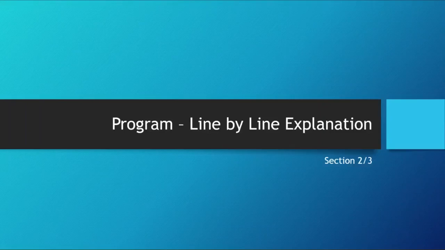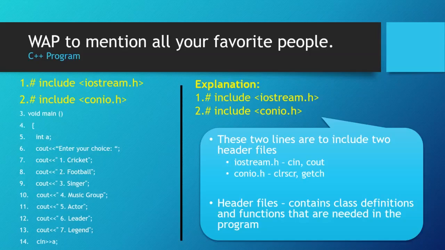So why wait? Let's begin. In the line by line explanation, I have divided the screen in two parts. Left hand side the program and right hand side the explanation of it. In this slide, I will explain the first two lines. #include iostream.h and conio.h. These two are header files which are included in the program using the #include directive. With this, we will be able to use the functions declared inside these header files. For example, if we do not include iostream.h, then cin and cout will not work. And if we do not include conio.h, then clrscr and getch will not work.